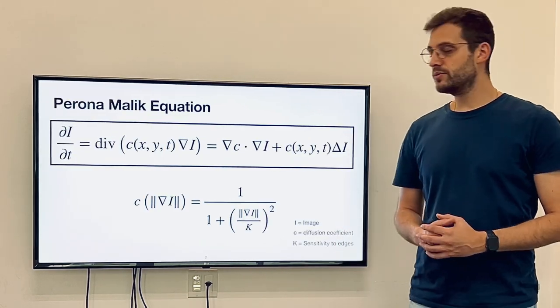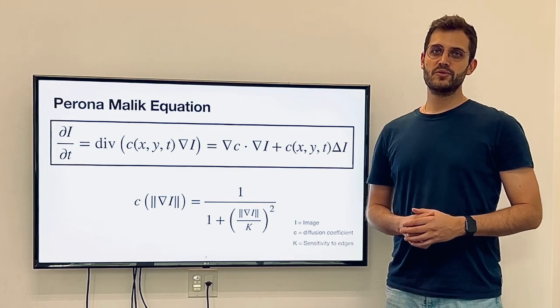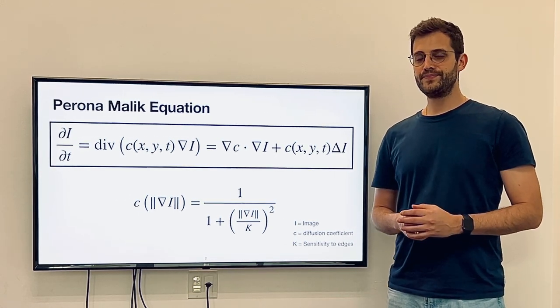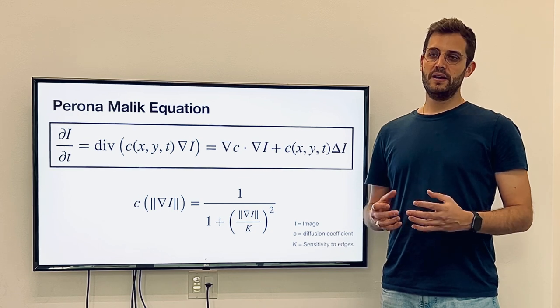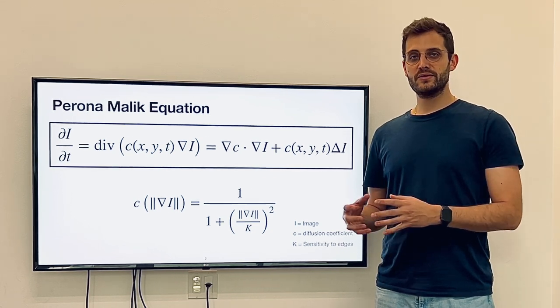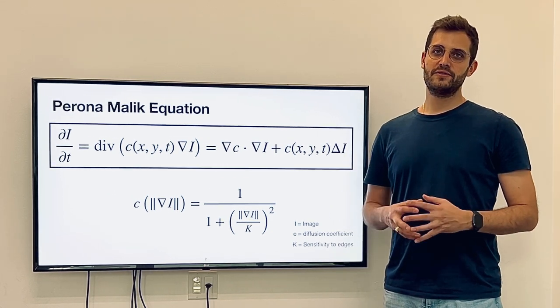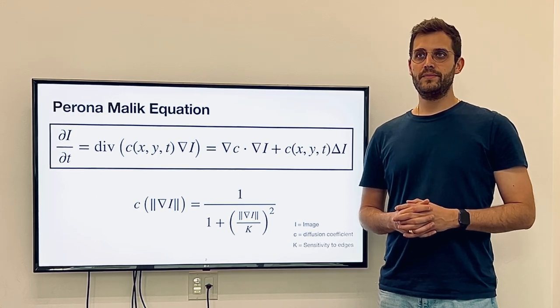So the Perona Malik equation is an anisotropic diffusion process. It is a nonlinear diffusion, and it blurs or denoises areas in an image which have a bigger likelihood not to be edges.